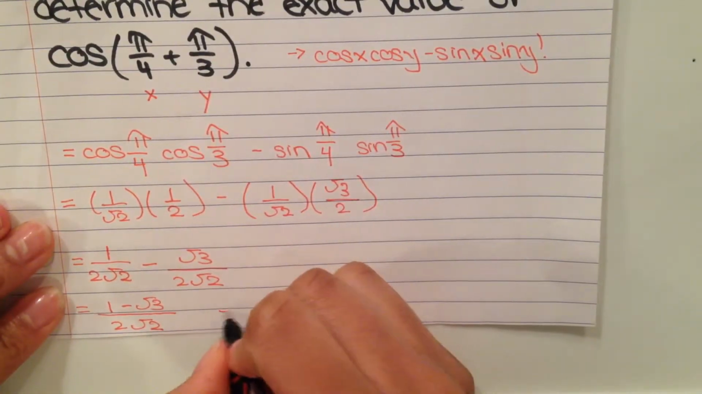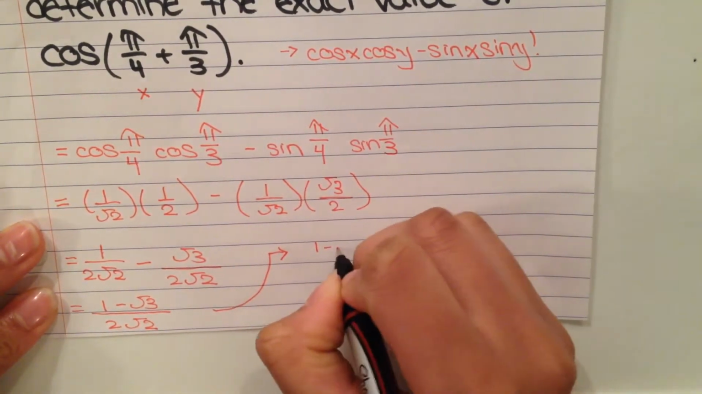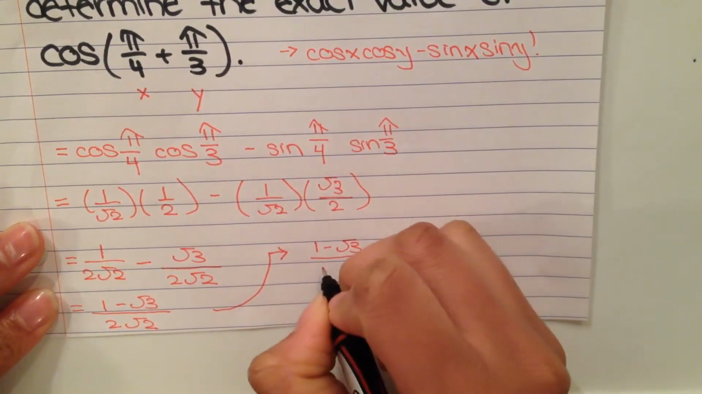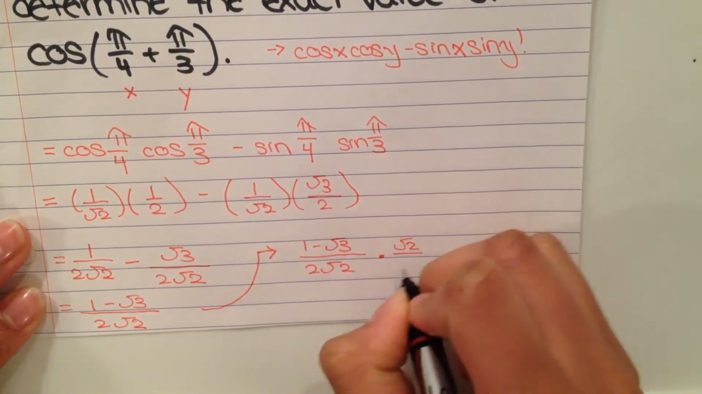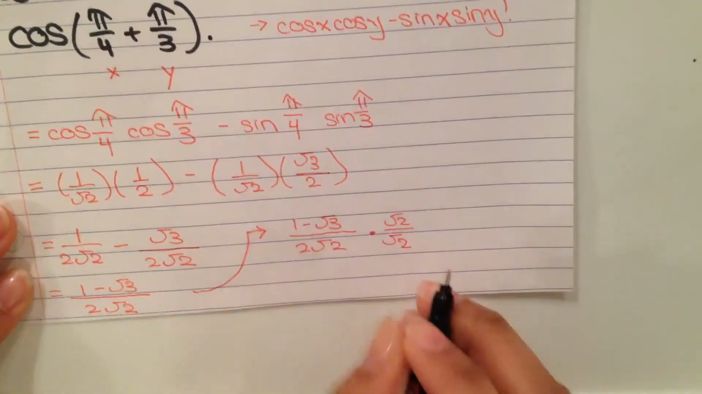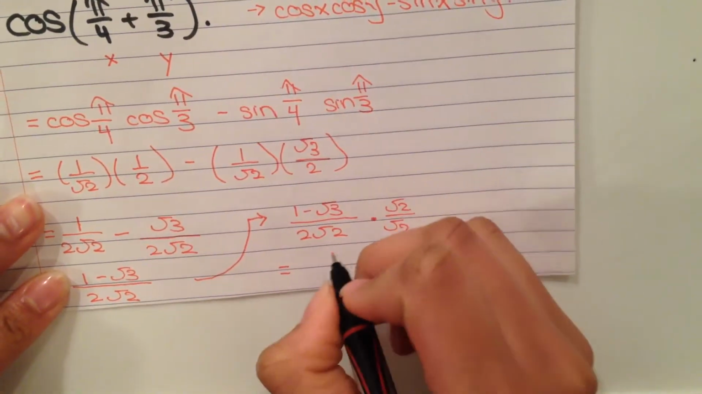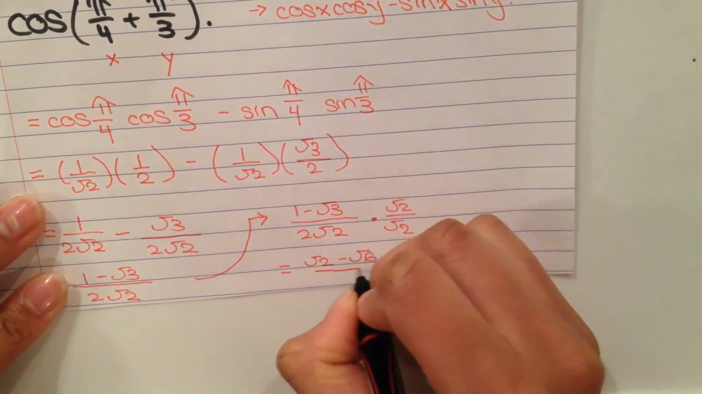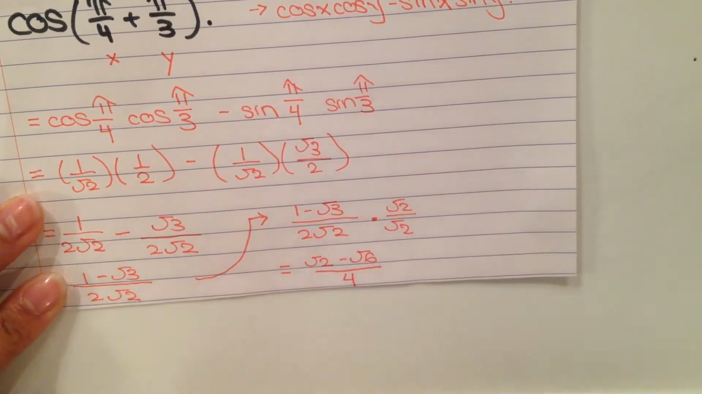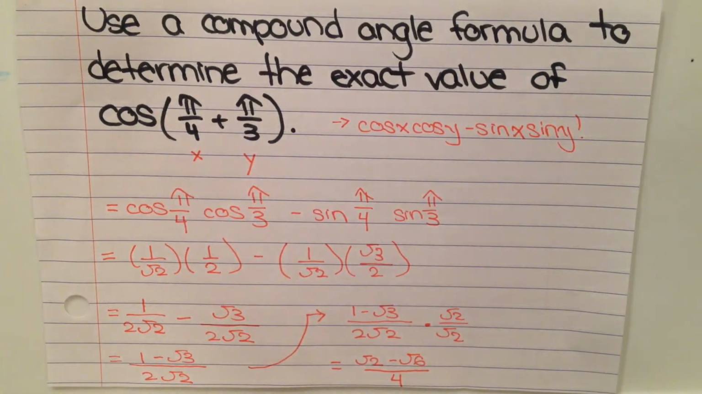So to do this, let me just draw an arrow. What you're going to do is take the same value you had and multiply it by root 2 over root 2. So just numerator to numerator, denominator to denominator, and your final answer is going to be a value of root 2 minus root 6 over 4. So that's your final answer, and that's how to solve these type of questions. Just a quick example using compound angle formulas.